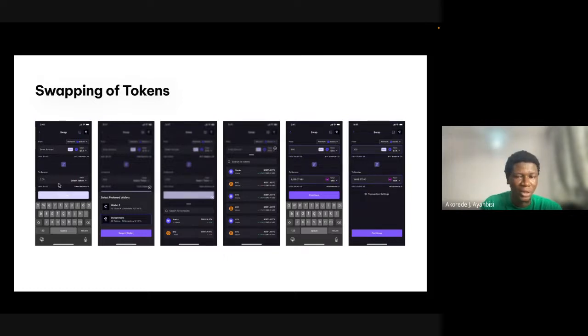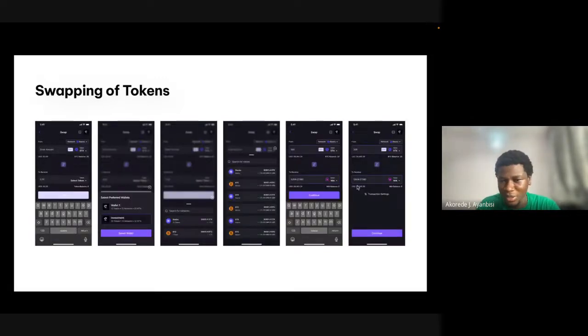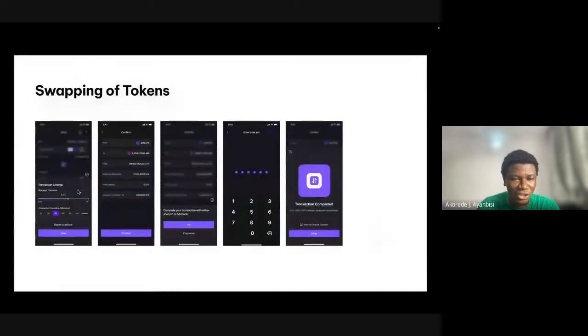And when the user has inputted the token they want to swap, they automatically get to see the value of the token they are receiving. Also, when they click on this swap button, it's interchanged. Okay, let me go back. There is a transaction setting here. When you click on that, it shows this, where you can add more settings. These are for more professional people that want to have a slippage tolerance or some other constraints on this transaction. And they click on confirm. Also, the PIN or password is required for this transaction to complete.